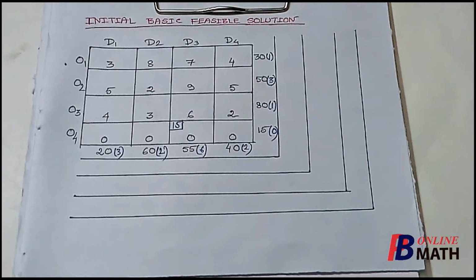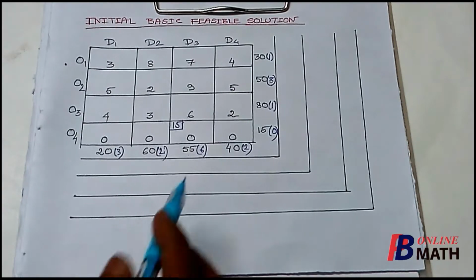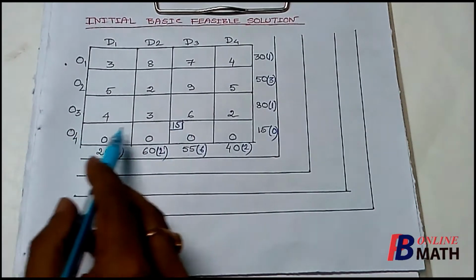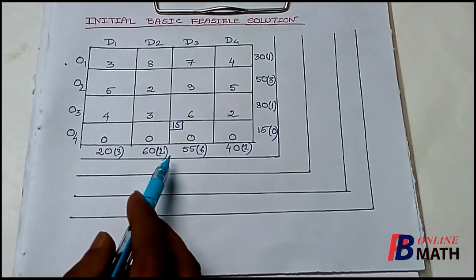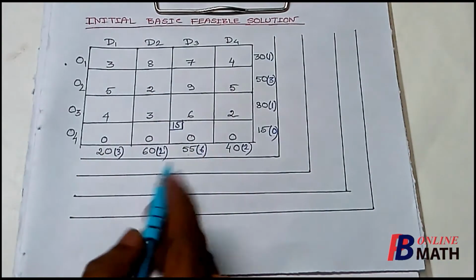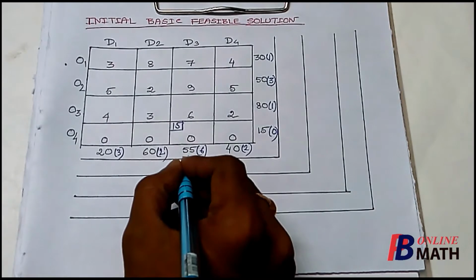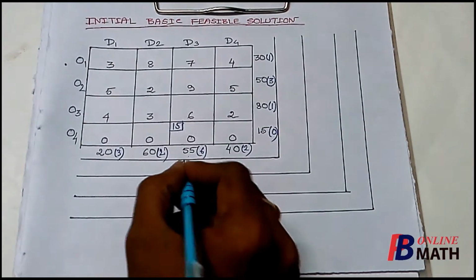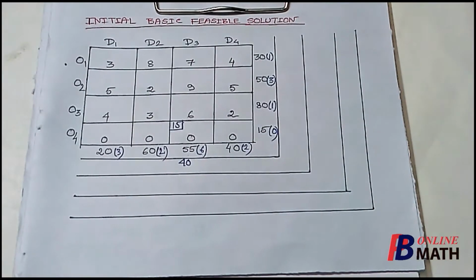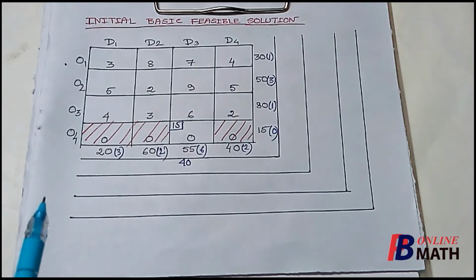Now if we allocate 15 here, then we find that the revised capacity of the origin O4 is 0 now, and the revised demand of the destination D3 is 55 minus 15, which is 40. So the capacity of the origin O4 is exhausted, so we can simply cross off all the remaining cells of this row. So we have crossed off all the remaining cells of the fourth row, that means of the origin O4.